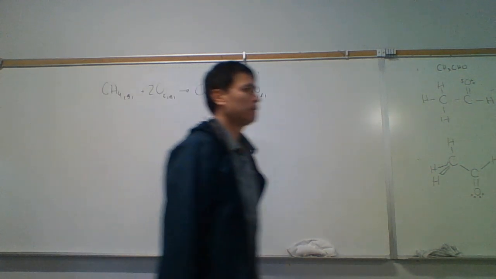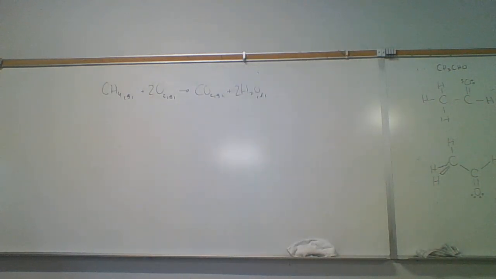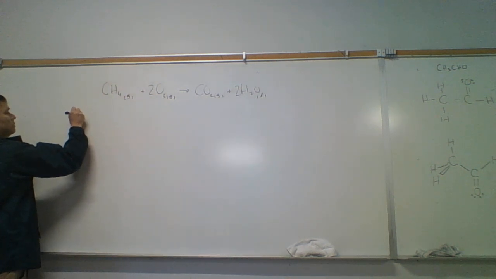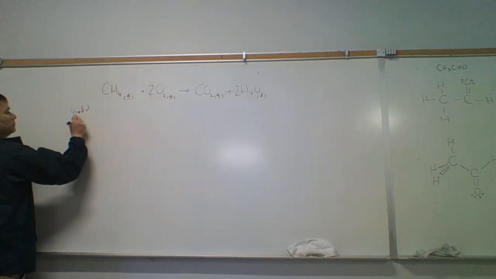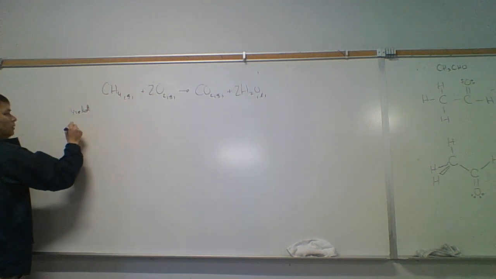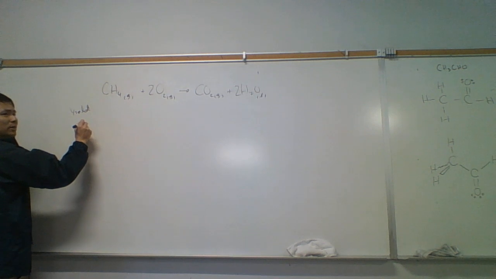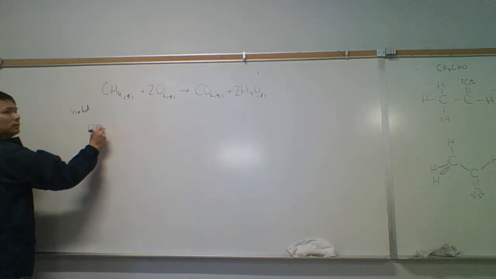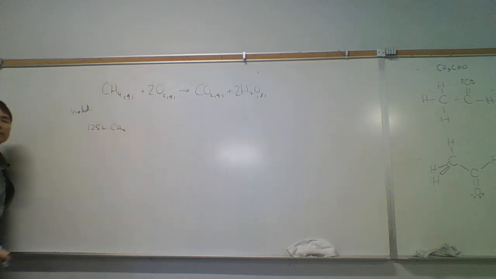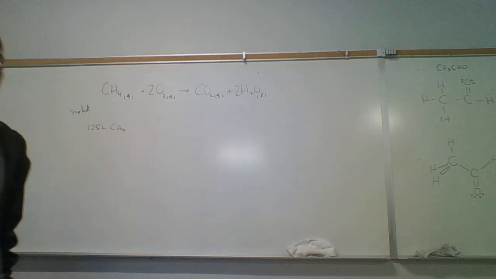Anyway, like I said yesterday, when we're given two reagents, we've got to figure out which one is the limiting reagent. And so what we'll do is we'll calculate the yield first. So this is going to be the yield from methane. So we're going to do how many? 125 liters of methane. Okay, now in this particular problem, we're after the water.